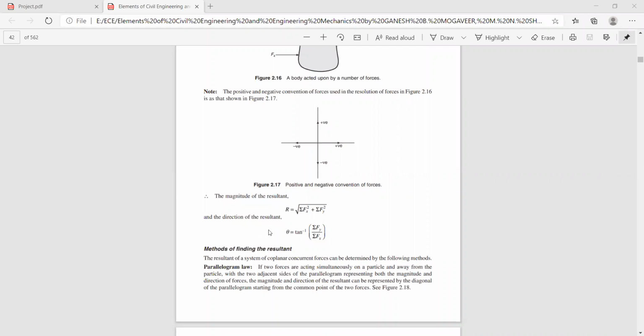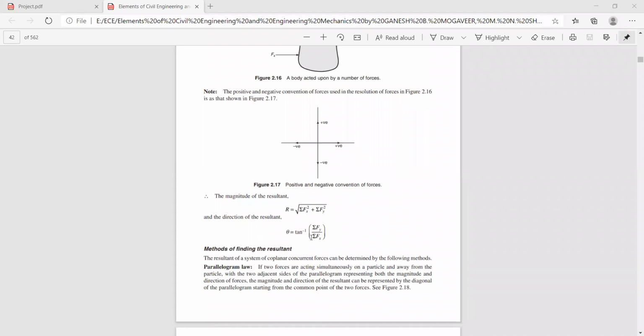So the direction of the resultant is given by tan theta, and tan theta is nothing but sigma f of y by sigma f of x. And if you want to calculate the direction theta, it is nothing but tan inverse of sigma f of y by sigma f of x.